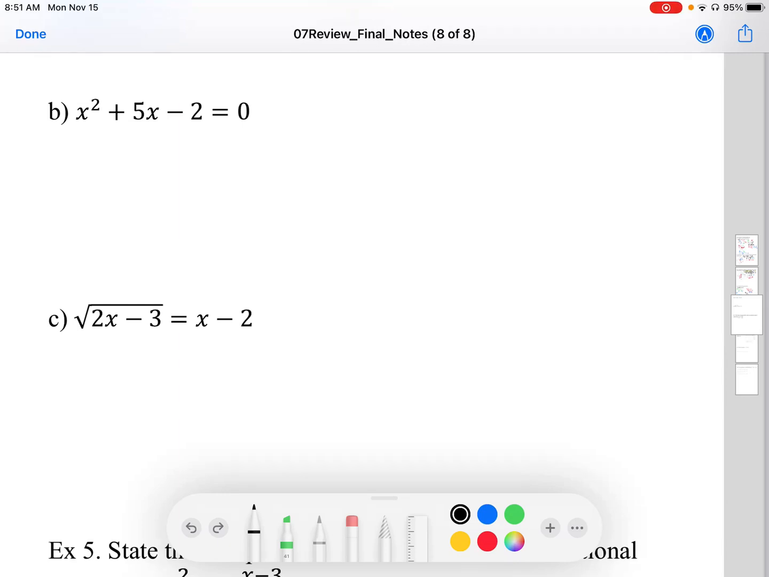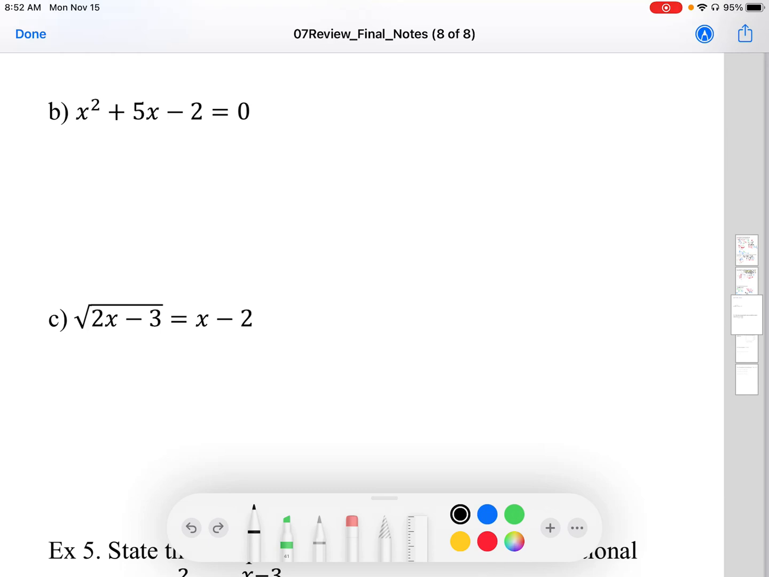Here we have a quadratic equation, so we can see if we can solve this by factoring. Since we have no leading coefficient, it should be easy to factor if it's factorable. So I'm looking for two numbers that multiply to -2 and add to +5. Well, there are no whole numbers that do that, so this is not factorable.